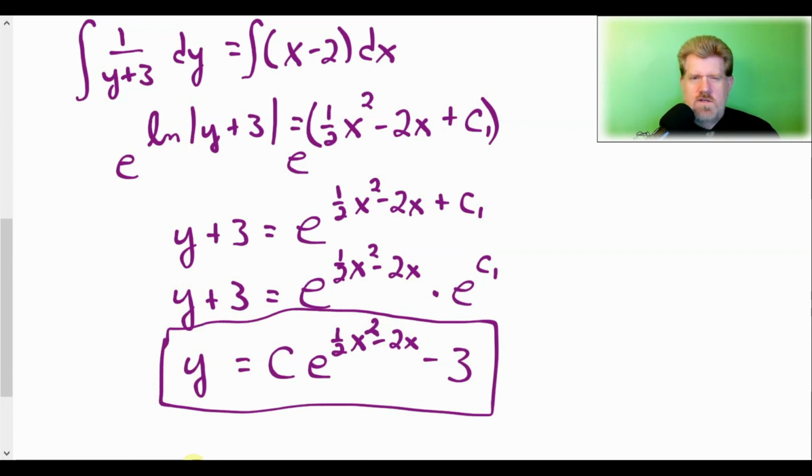All right, a little bit more complicated that time, but the idea is always the same. Take your variables, separate them. Once they're separated, integrate them. Once you integrate them, solve for y. So hopefully that made some sense.